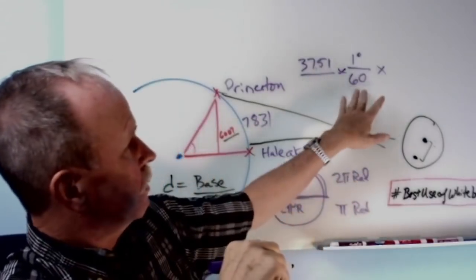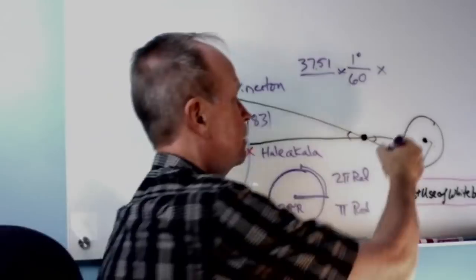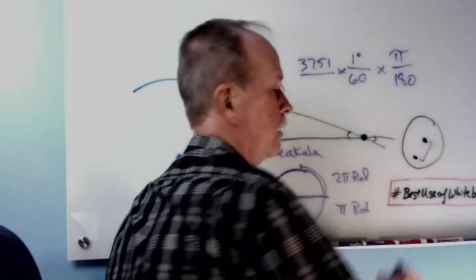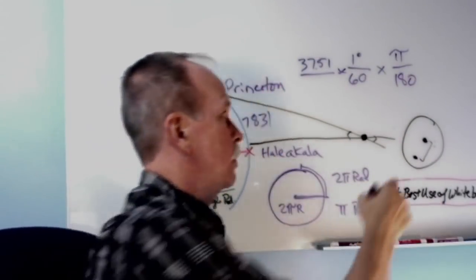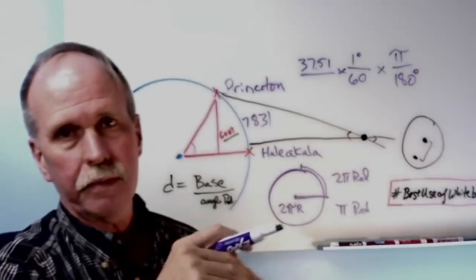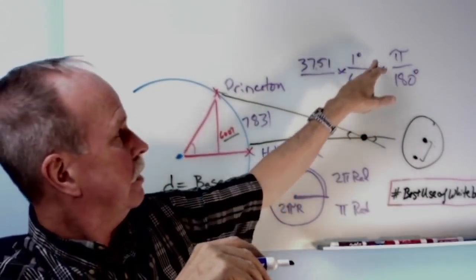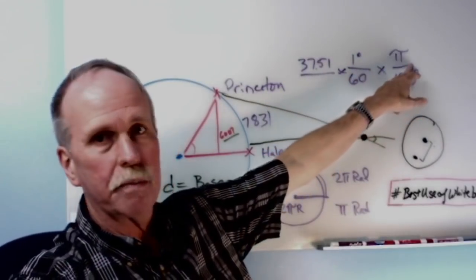So, right now we have our answer in degrees. To convert to radians, we multiply by pi over 180, and that's 180 degrees. So now, our arc minutes cancel out and become degrees. Then our degrees cancel out and become radians.